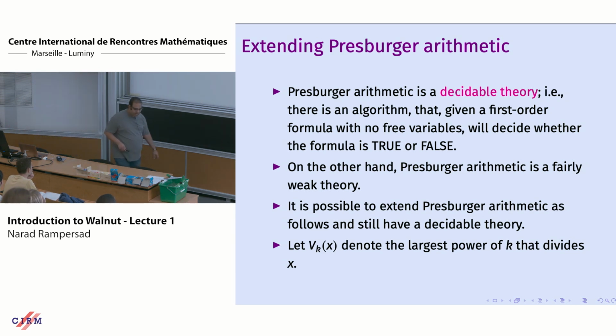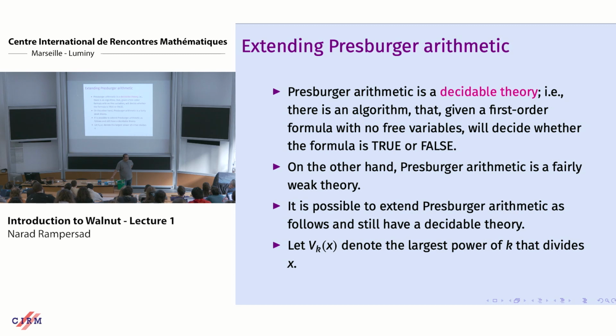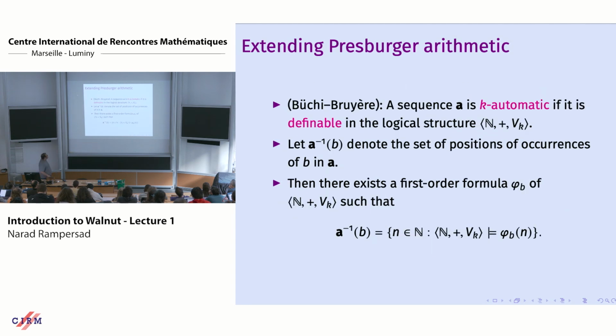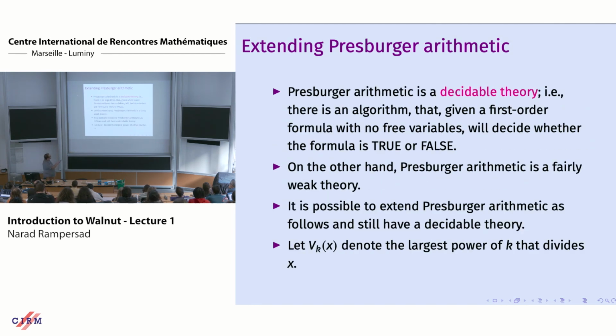But we can extend this very slightly and get a much more powerful theory that is still decidable. And all we do to extend this theory is we add one extra thing. We just add this one extra predicate to the theory. So we have the theory of the integers with addition. We add this one extra predicate, v sub k, for some fixed k. And all it does is it returns the largest power of k that divides your number x. That's it.